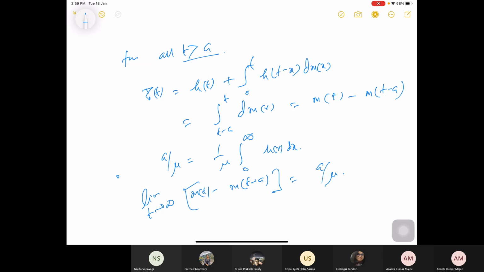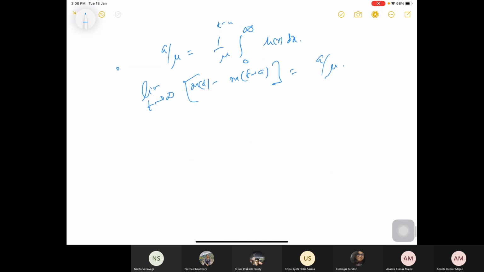So that means Blackwell's theorem is a special case of Smith's theorem. For that I need to use this technical lemma, which one can prove using the Laplace transformation. But here I am not going to prove that part. Assume this lemma is true, and then you can apply it here to get that Blackwell's theorem is a special case of Smith's theorem, at least for the non-lattice case. These are the two main renewal theorems, and then you will use these theorems to find the distributions of the different lifetimes.